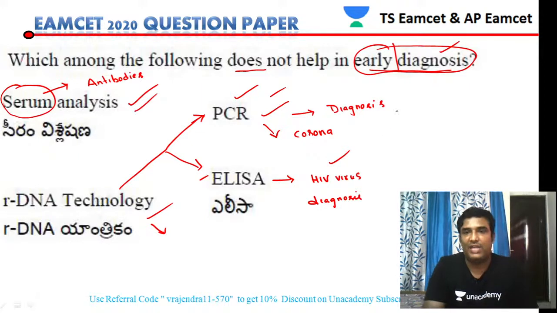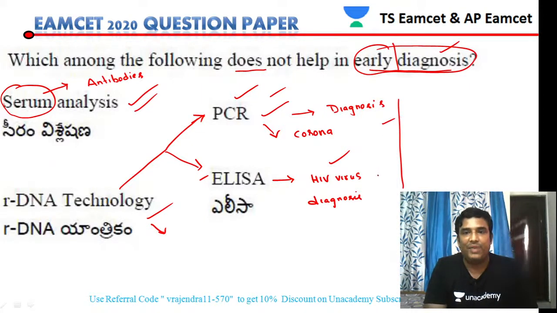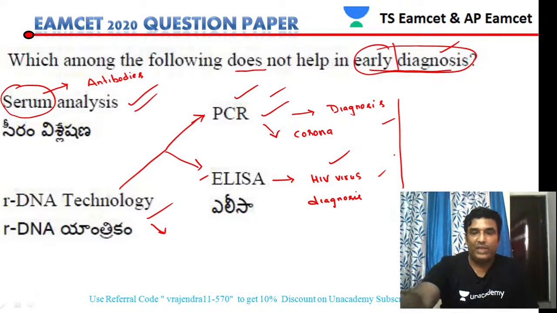Which are involved in diagnosis? PCR and ELISA. These confirm whether a person is affected with corona or not. ELISA confirms whether a person is affected with HIV virus or not. That is diagnosis. Based on that, we will take option A as our answer.